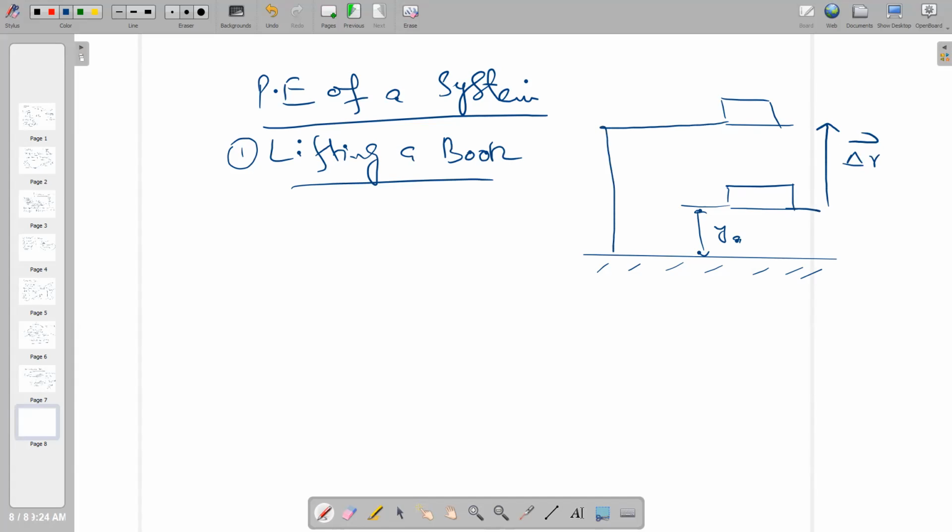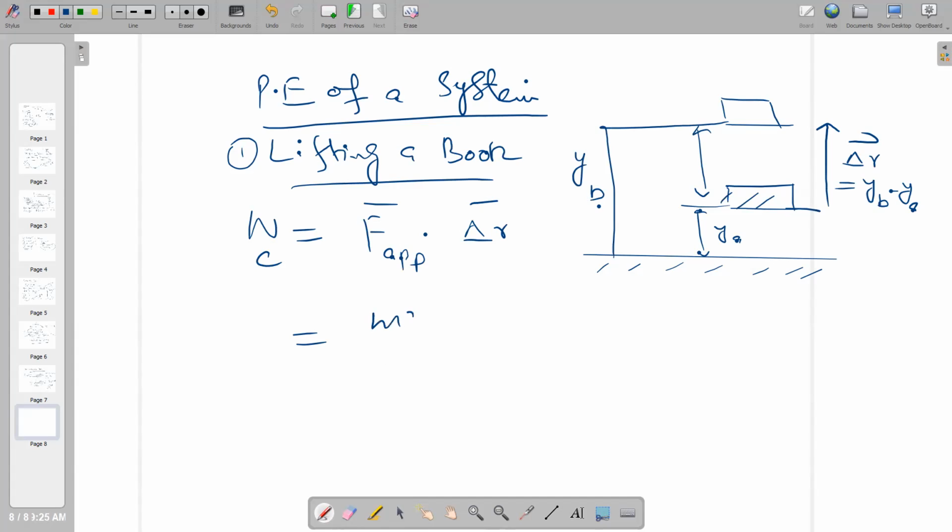And here the position from the ground is YB. So what will be the delta R? It is YB minus YA. Now, work done by the conservative force is equal to F applied dot delta R. So F applied will be how much? The weight of this object, mg into j dot delta R, YB minus YA into j.